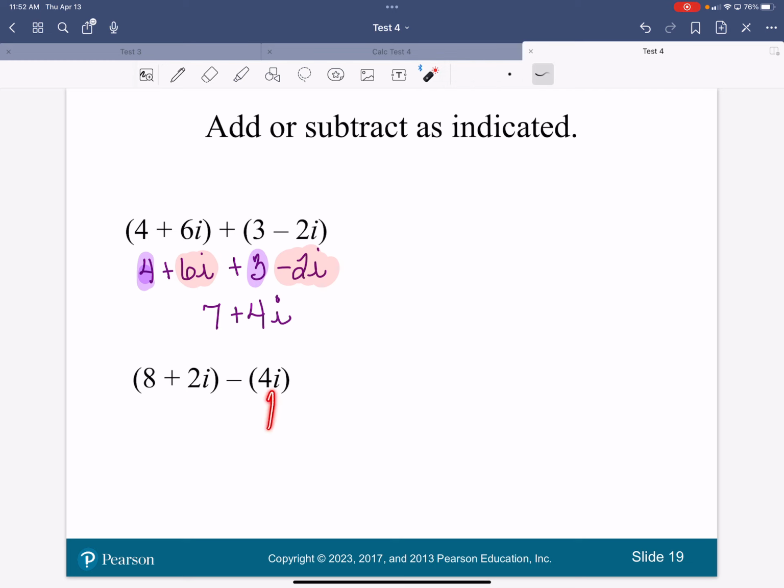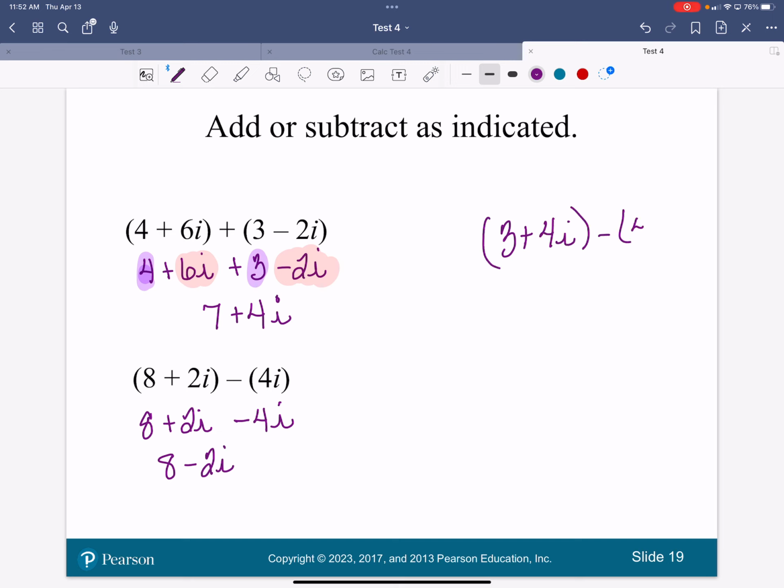Now this binomial does not have a real component with it. I just have minus 4i. So I've got 8 plus 2i minus 4i. Okay, 8 has nothing to be combined with. What's 2i minus 4i? Good. Negative 2i.